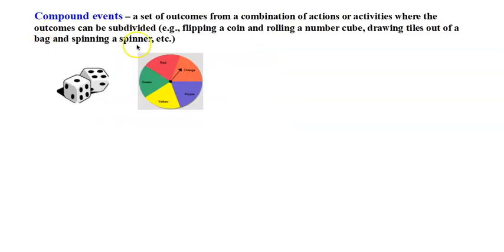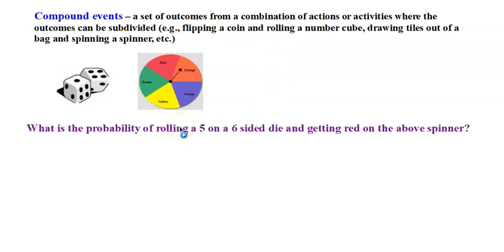A compound event is a set of outcomes from combinations of actions, such as flipping a coin and rolling a dice, or drawing tiles out of a bag and also spinning a spinner. All right? So doing more than one thing. So let's take a look at this. What is the probability of rolling a 5 on a 6-sided dice and getting red on the spinner? All right? So we've got two things happening.